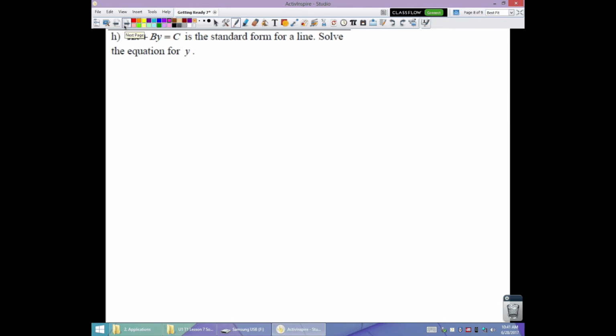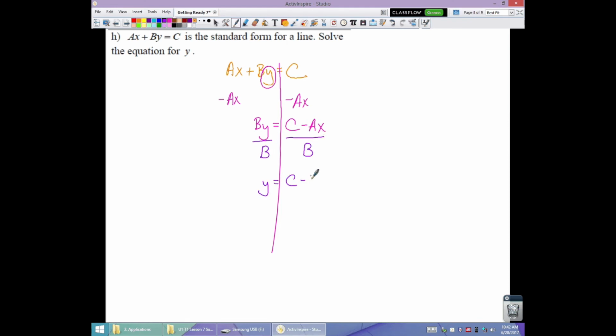In part H, we have that same equation, and this time we're just going to choose to solve for y instead of for x. So y is to be isolated. This time you'll subtract the A times x, leaving you B y equals C minus Ax. To get rid of the B, divide both sides by B. So y is equal to C minus Ax all divided by B, or if you prefer, y is equal to C over B minus Ax over B.